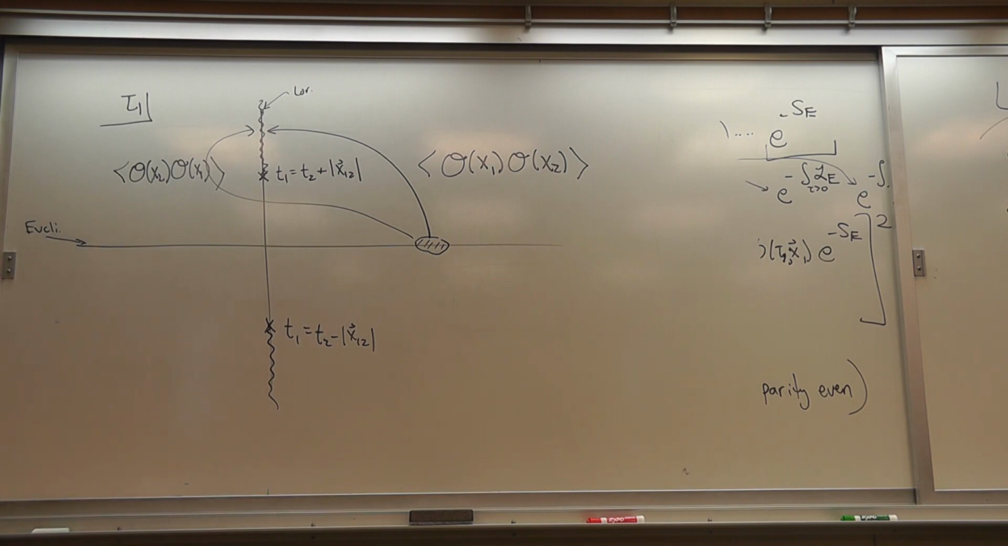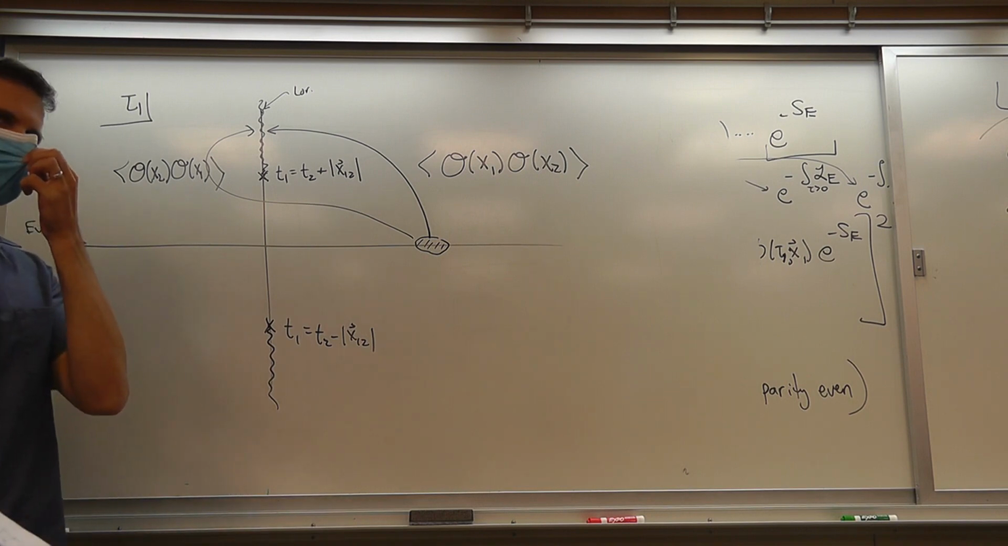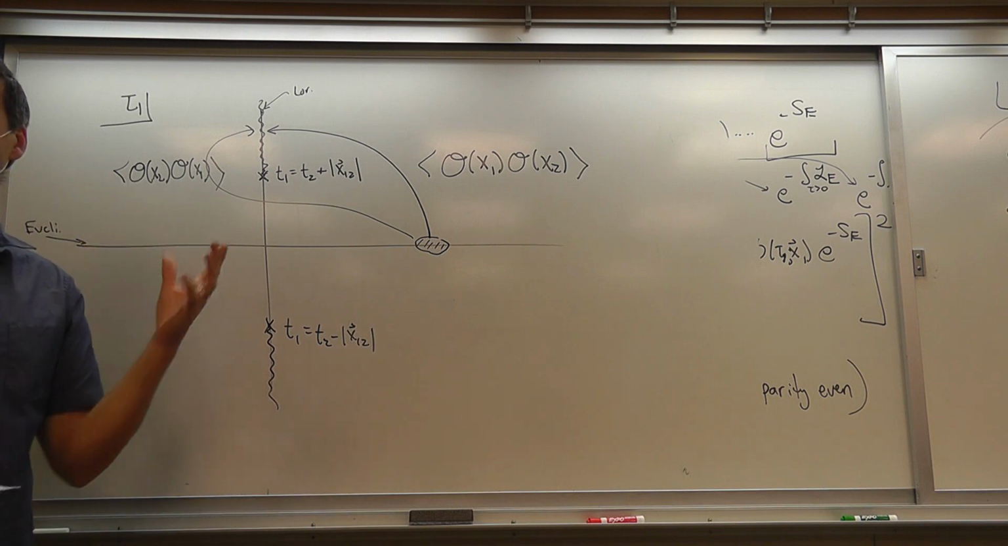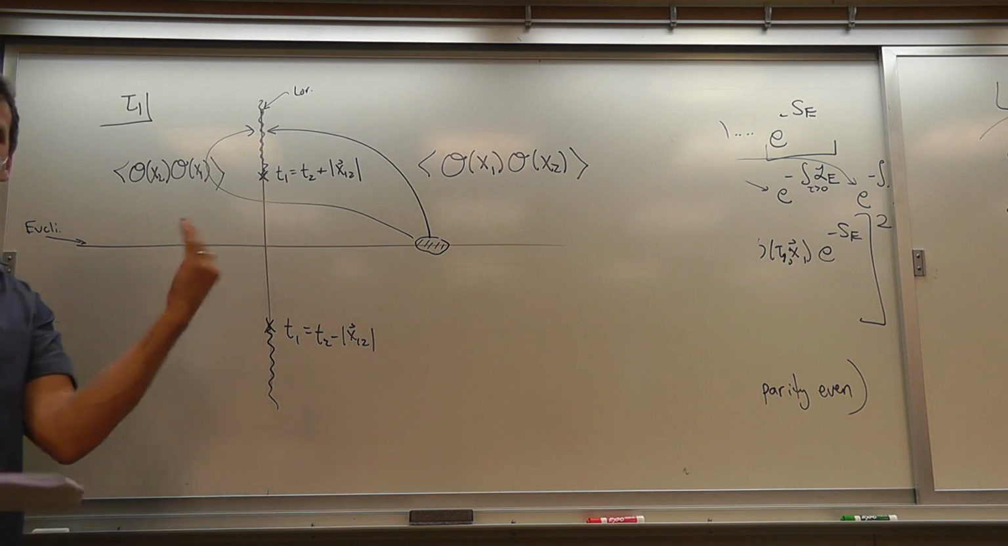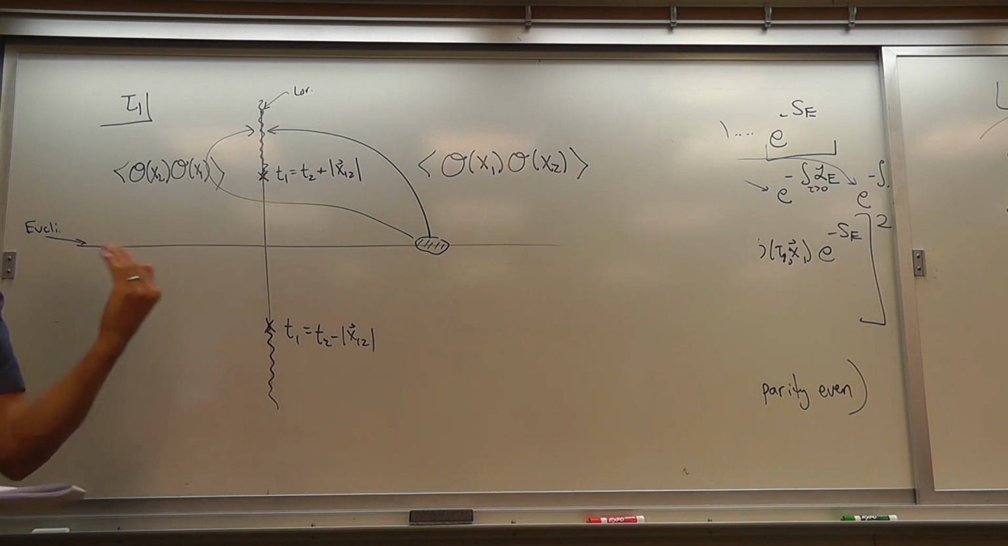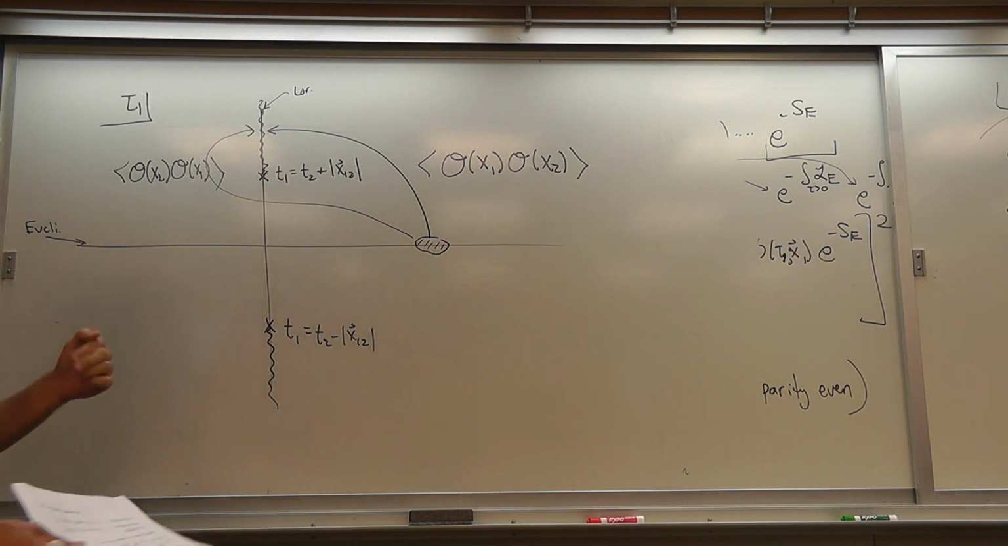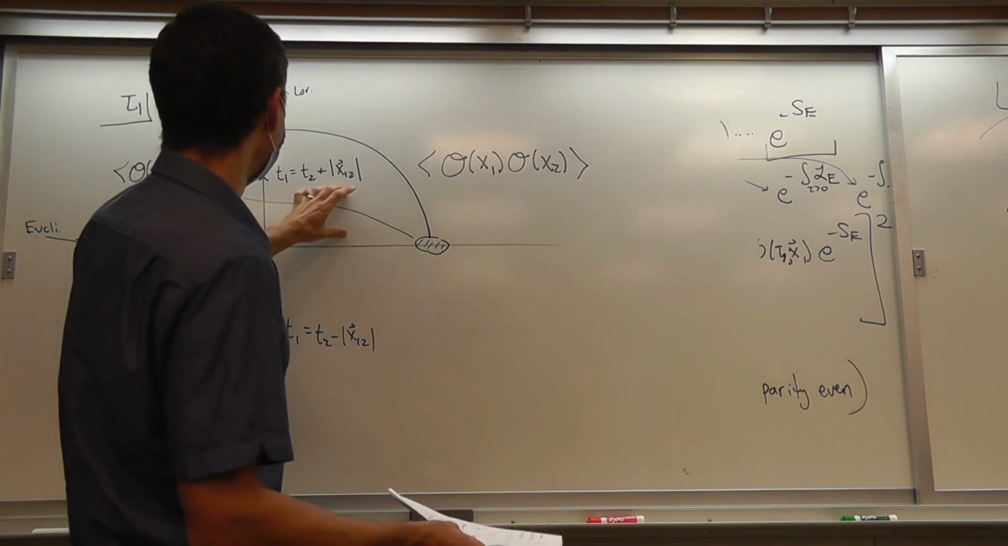Now it's more than that. Operator ordering is not just a notational convention. They're really operators acting in a certain order. It's how you multiply the matrix elements. So there's more to it.